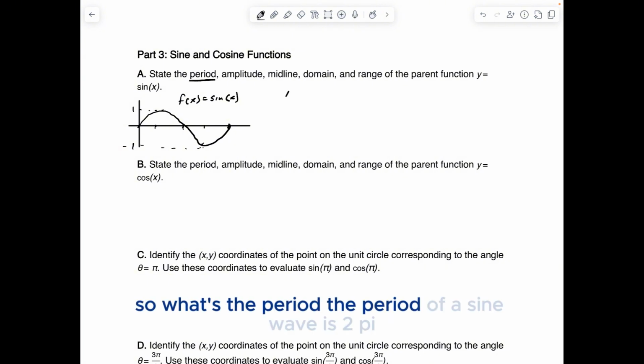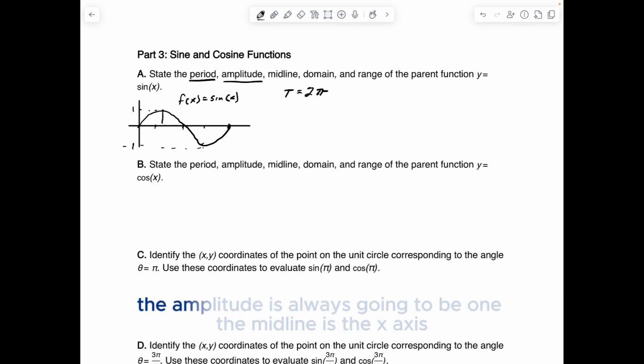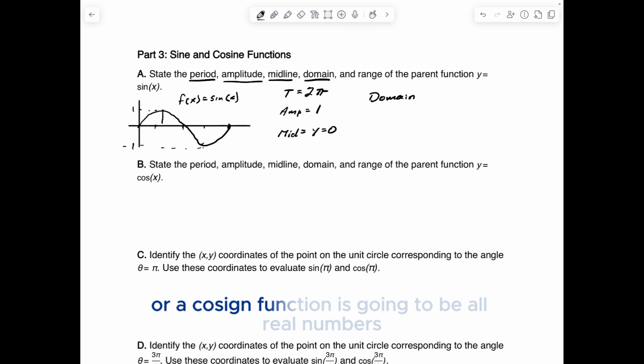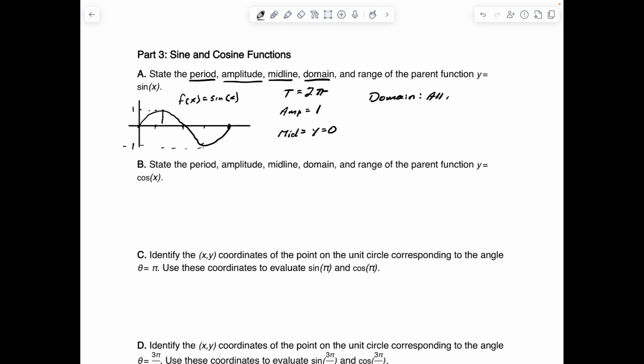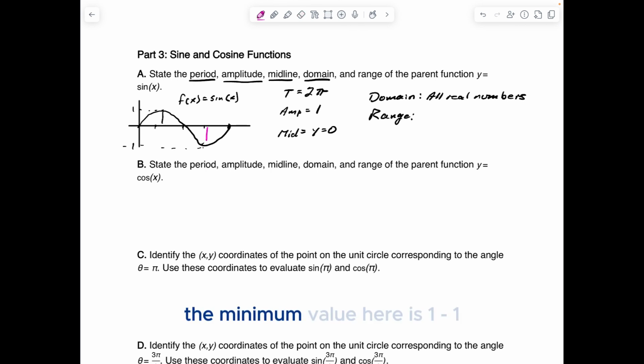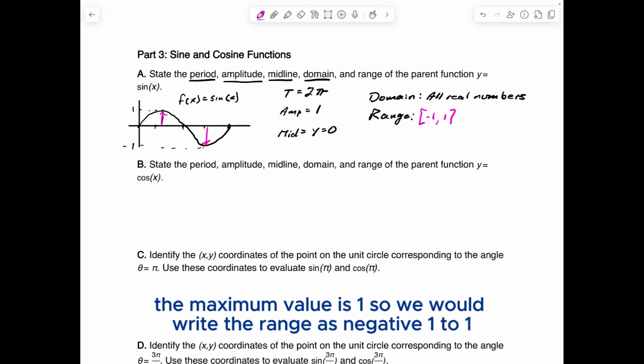So what's the period? The period of a sine wave is 2 pi. It's one trip around the unit circle. The amplitude is right here. The amplitude is always going to be 1. The midline is the x-axis, so the midline is going to be y equals 0. The domain of a sine function or a cosine function is going to be all real numbers. And finally, the range of the function. The range of the function is the maximum and minimum values. The minimum value here is -1. The maximum value is 1. So we would write the range as -1 to 1. And that's it for that one.